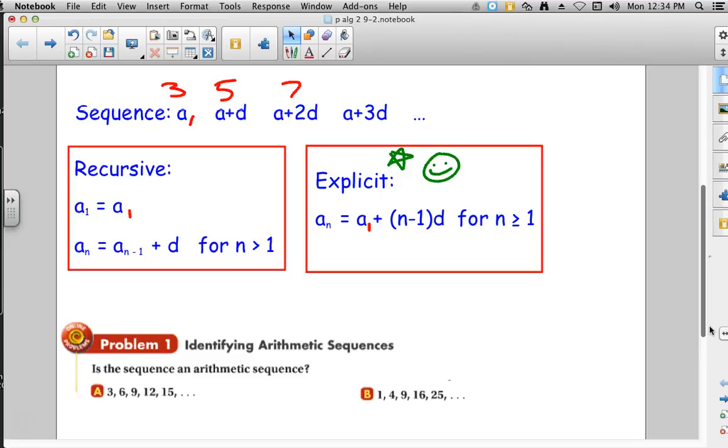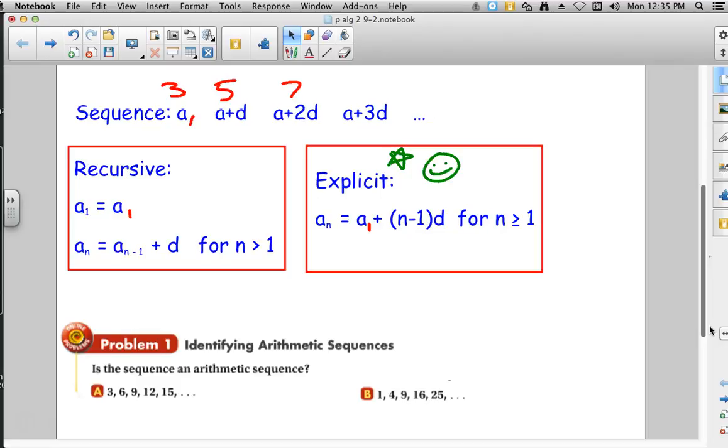Now, why do they put the n is greater than 1? Because, like I said, with you guys, we're always going to start with the first term. We're not going to use a 0 term. We're not going to use a -5 term, which makes no sense. You know, we're always going to start at 1. And then explicit, that's our favorite, because this is going to allow us to find any term we want. A sub n equals a sub 1 plus n minus 1 times d.